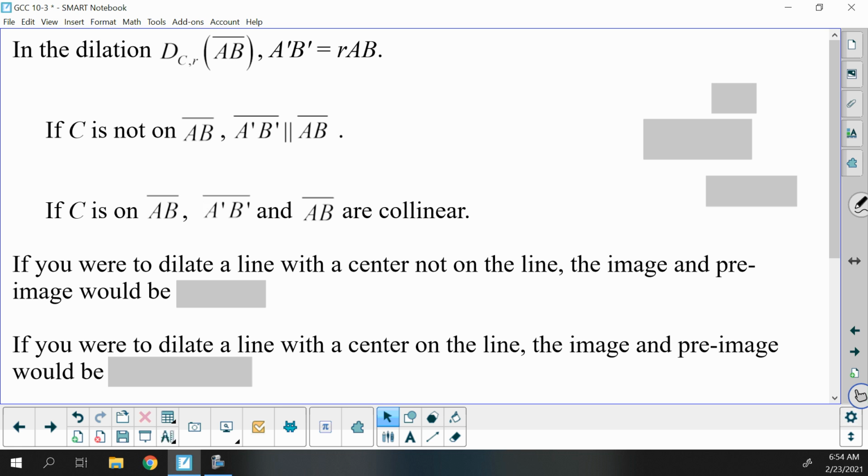So on the bottom, the big idea out of this, if you're to dilate a line with the center not on the line, the image and the pre-image would be parallel to one another. Whereas if you dilate it and the center is on the line, the image and the pre-image are the same line. So that is the big idea for today. Not on the line, the dilation will create a parallel line. On the line, the dilation will create the same line.